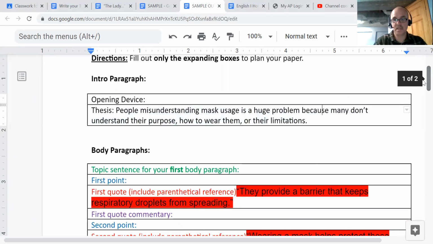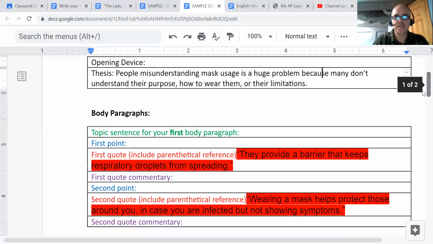I've written this thesis based on the information that I have. I'm not just making it up, okay? Because I've got to write something that I know that I can support with evidence, right? So many don't understand their purpose, okay? The two quotes that I had to support that are they provide a barrier that keeps respiratory droplets from spreading, and wearing a mask helps protect those around you in case you're infected but not showing symptoms.